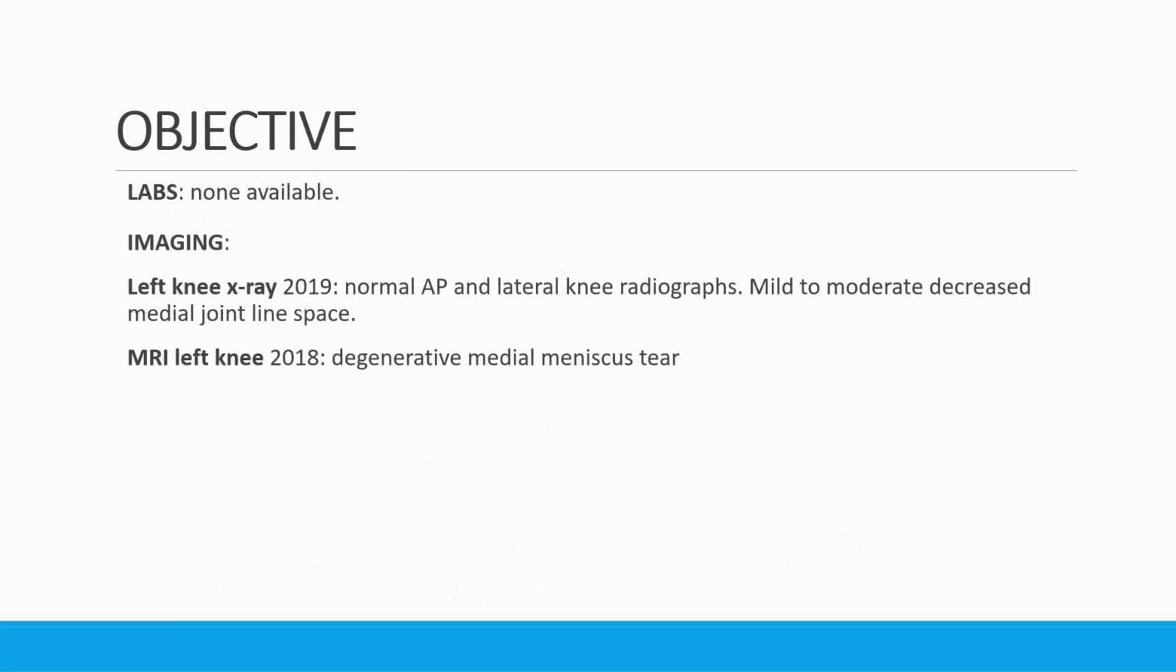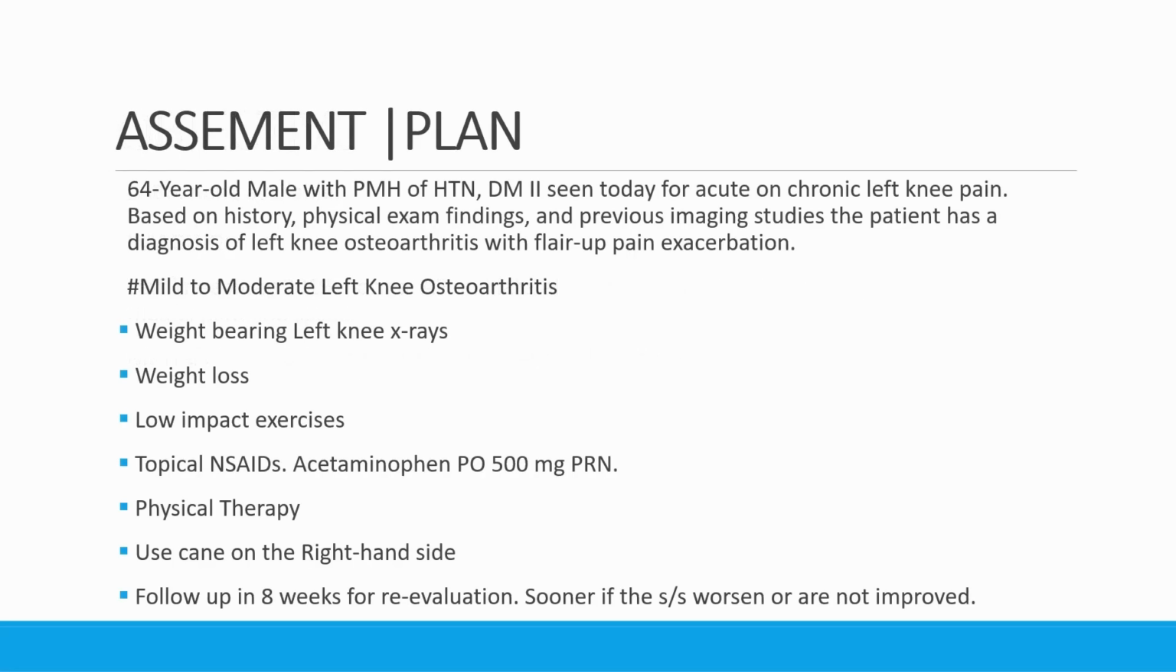Then we continue here in objective. You also want to have the labs, right, that you find in the chart or that you order that can lead you and guide you to your diagnosis. You want to also include any imaging findings that are pertinent to your visit. Then we go to A for assessment and P for plan.